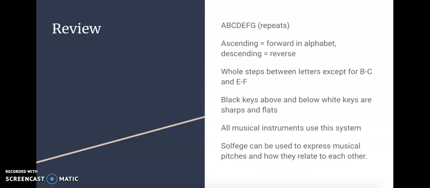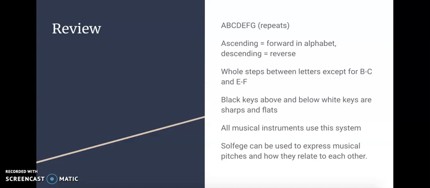So let's review. The musical alphabet uses A, B, C, D, E, F, G, and it repeats itself. When we ascend or go higher, we go forward in the alphabet, and when we descend or go lower, we go backwards or reverse through the alphabet. Whole steps are between every letter except from B to C and from E to F, which are half steps. The black keys that are above and below the white keys are the sharp and flat versions of the letters. All musical instruments and voices use this system.